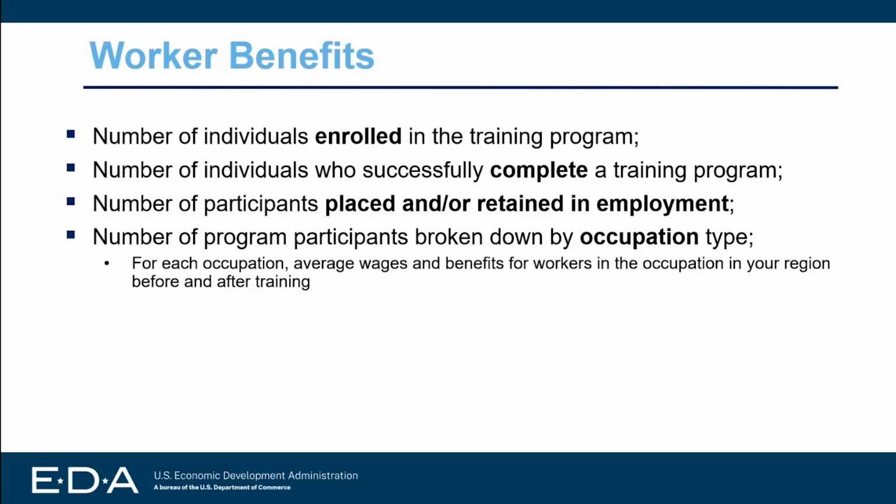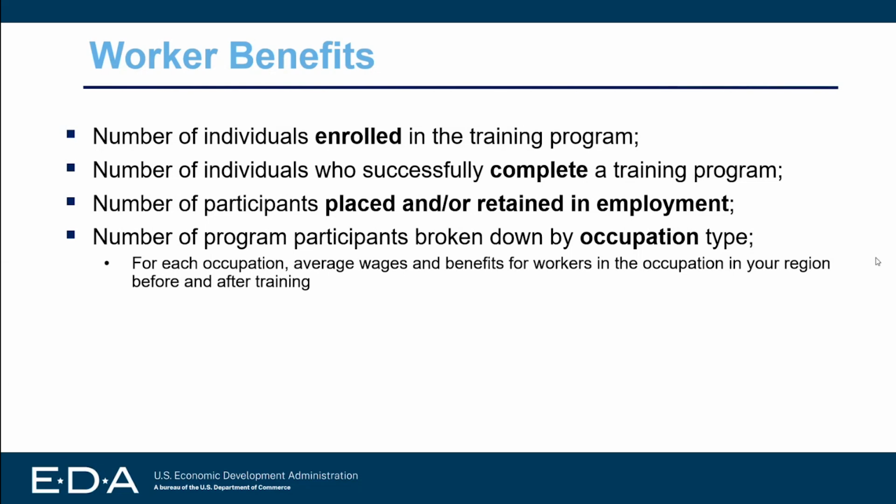This is a high level, and in a moment, we'll actually break this down into an example table. But on the worker benefits, we expect these will likely fall into the number of individuals enrolled in training, the number that will complete that training, and then the number of participants that will either be placed in jobs or retained in employment. And we're looking for that by occupation type, including those average wages and benefits. So again, this is all worker-centered benefits that we anticipate on the other side of these activities.